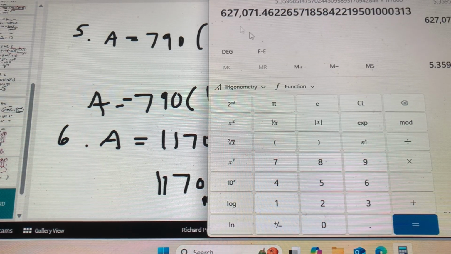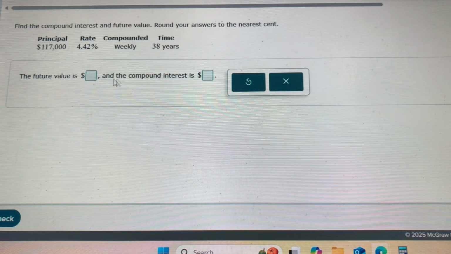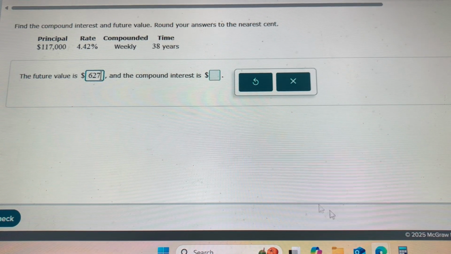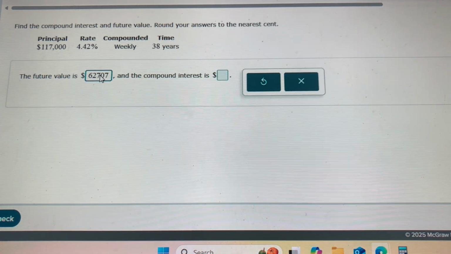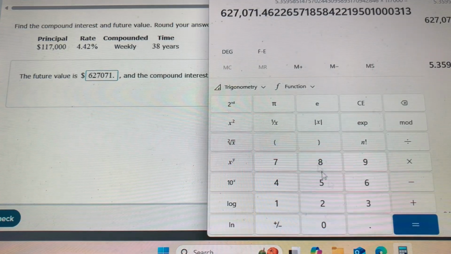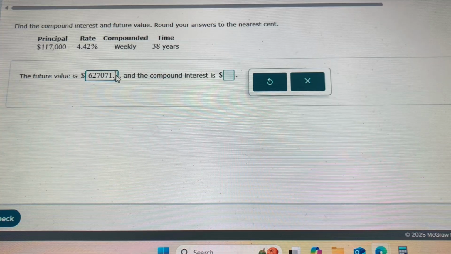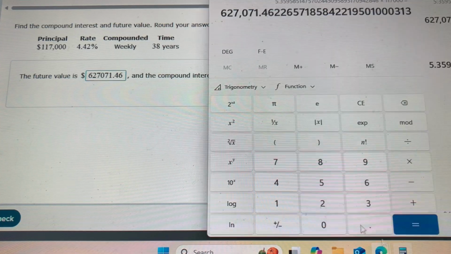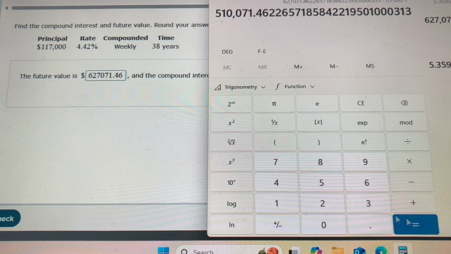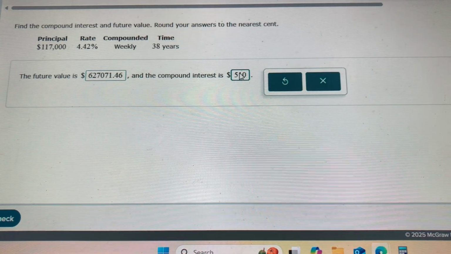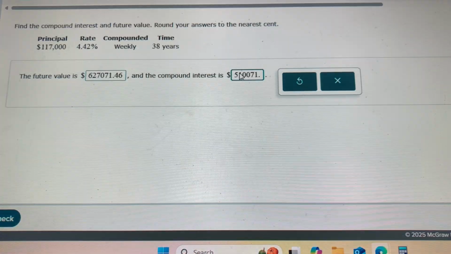This is $627,071.46, and there's a 2 after that, so don't add anything, just leave it 46. And then subtract 117,000 to get the interest. The interest is like 5 times bigger than the initial investment. $510,071 and the same 46 cents.